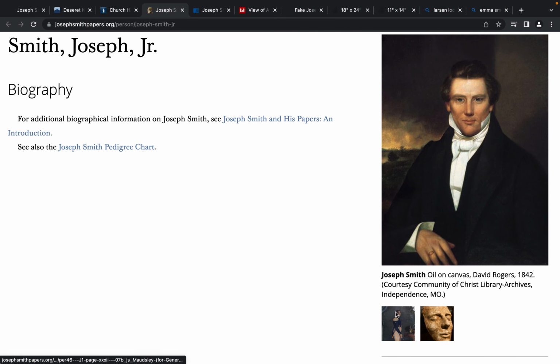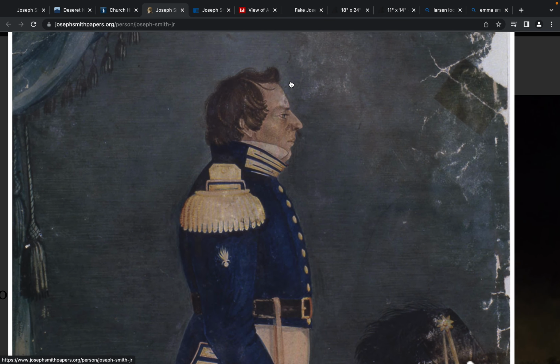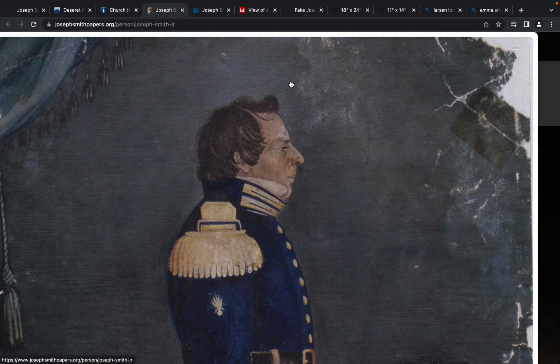And it's so funny, you can even go here and see his hairline looks really different in June 1842 than it did in September 1842. So there were some artistic liberties taken. It changed some stuff.